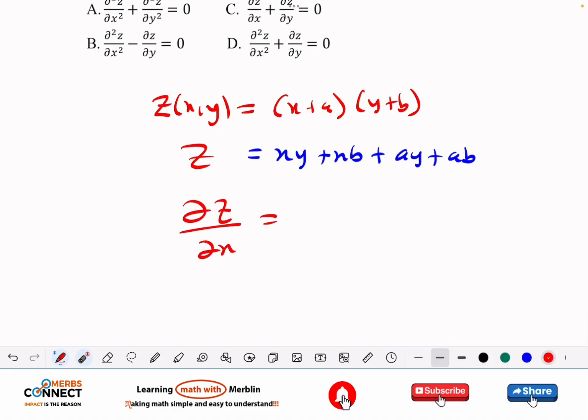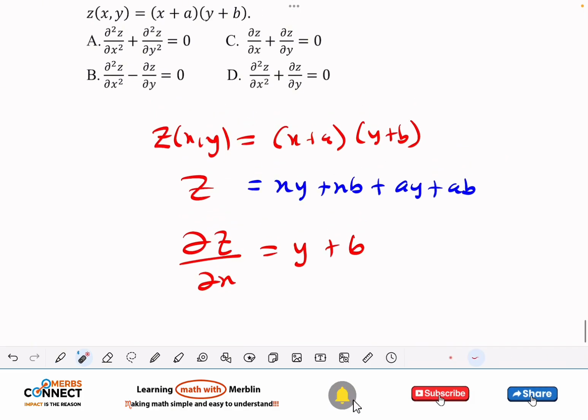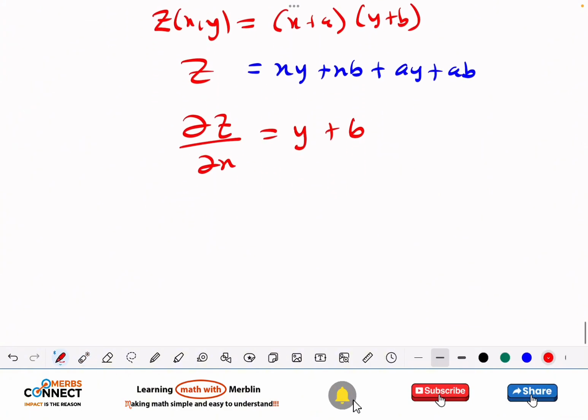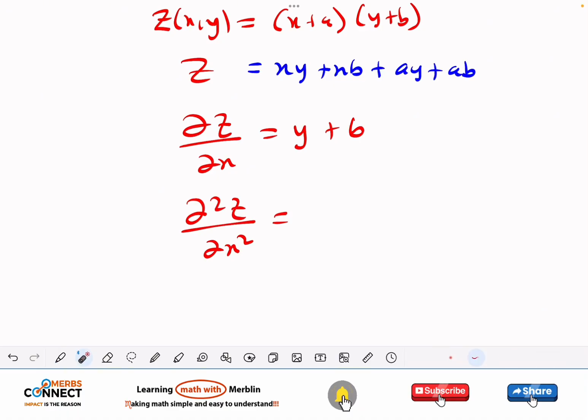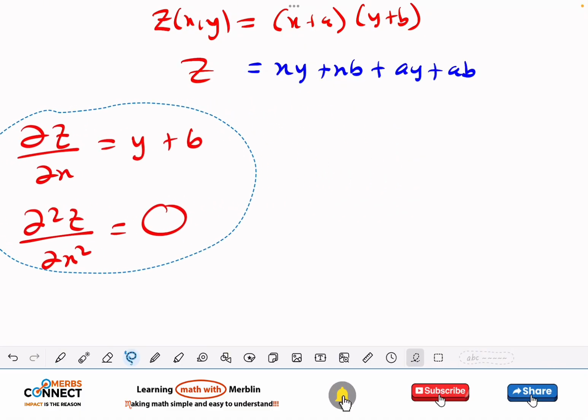So let's first start with differentiating this with respect to x. When I differentiate this with respect to x, I'm going to have y. With respect to x, I'm going to have b. There is no x, so this is going to be 0. Still, I have the constant in it, so I need to differentiate it again. So differentiate this one again with respect to x. And then now there's no x, so everything goes to 0.